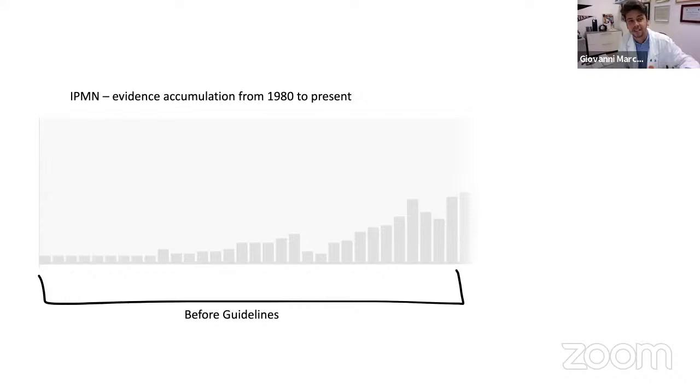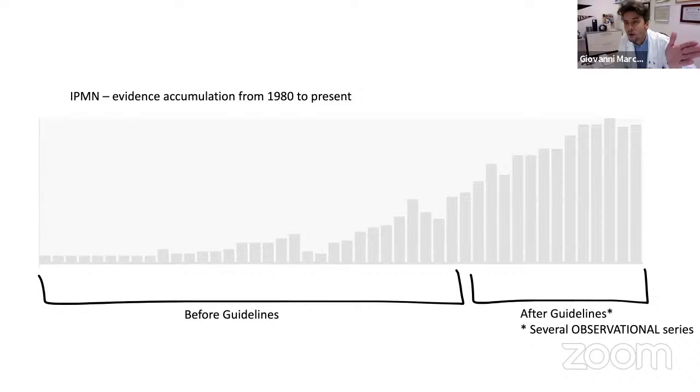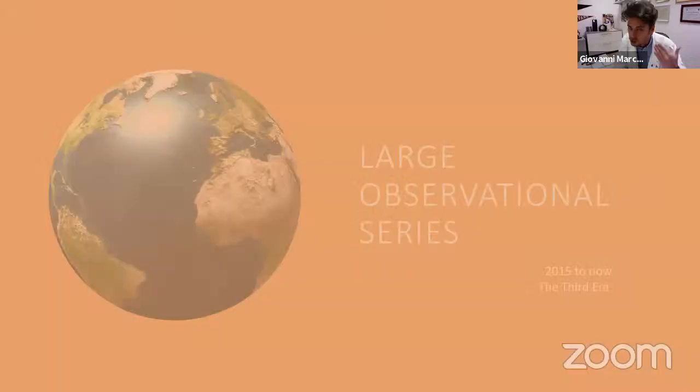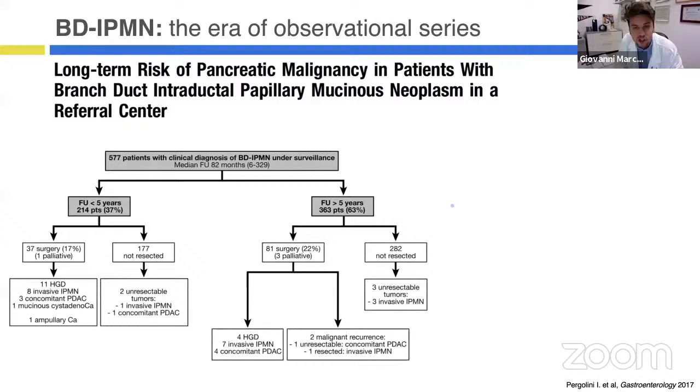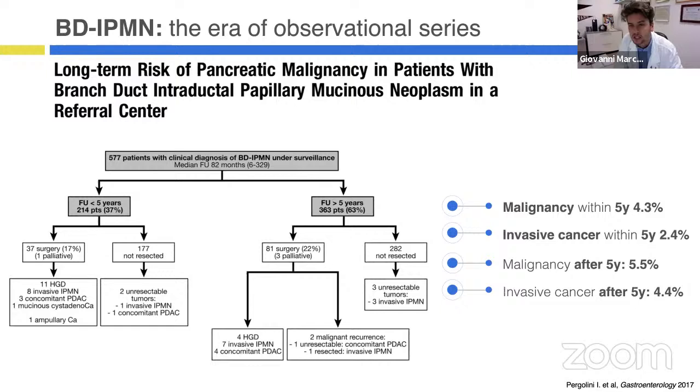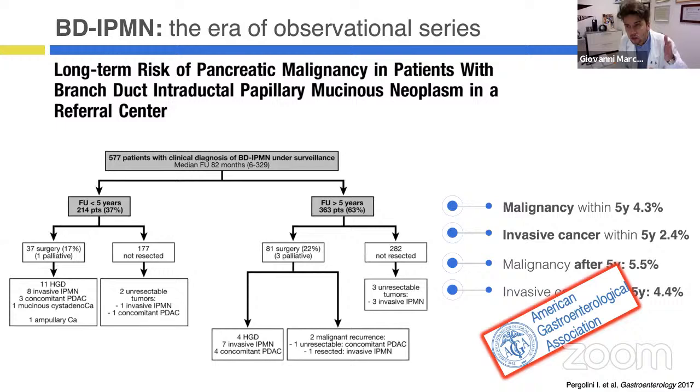And as a matter of fact, in terms of evidence accumulation after these policies, we now have way more observational series, meaning data from IPMN that were not resected. So we entered into this new era of large observational series. I show you some of them. This is a paper from the MGH released 4 years ago. You see that we have a relevant rate of malignancy. We all know the data Ioannis showed you before, but you see that the malignancy, even after 5 years, is always there. It's 5%. So this actually rejects the policy of discontinuing the follow-up after 5 years.